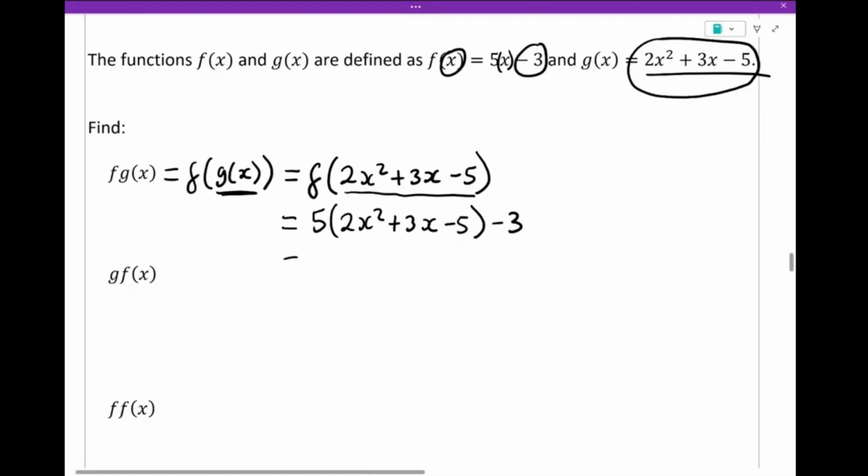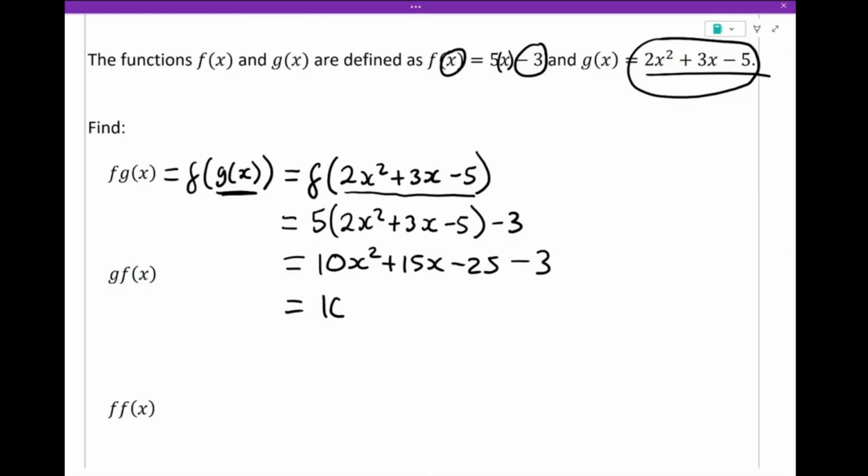Now let's simplify it. If we expand my brackets, I would get 10x squared plus 15x, subtract 25. So I've multiplied all three terms by the 5 outside the bracket, and then we still have the subtract 3, which is not being multiplied by 5. Then we can simplify and we get 10x squared plus 15x, and then negative 25 subtract 3 is negative 28. So that would be my function fg of x.